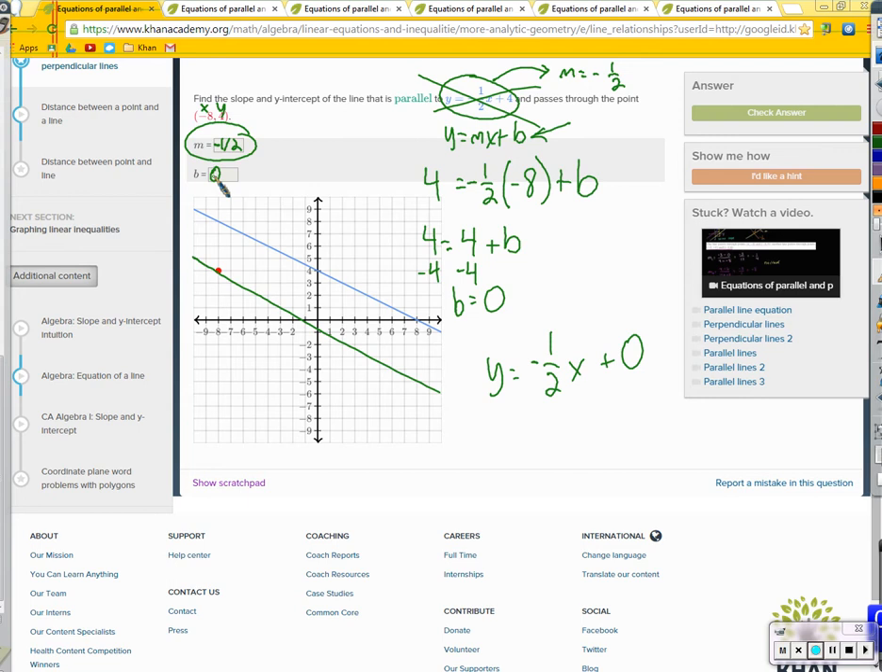So we know that it's parallel, so it has the same slope, and we know a point that belongs to the line, so we know at least one example of this x goes in and this y comes out.